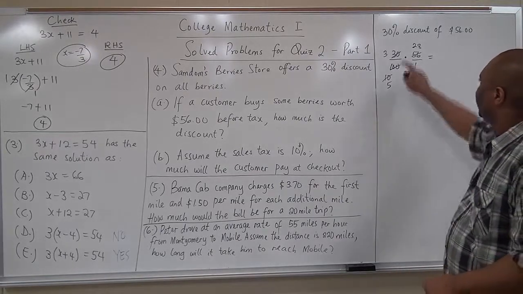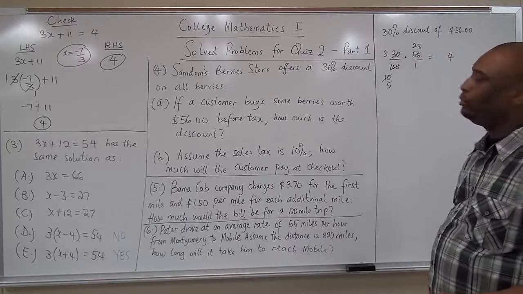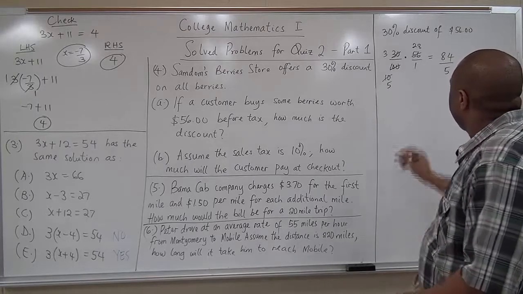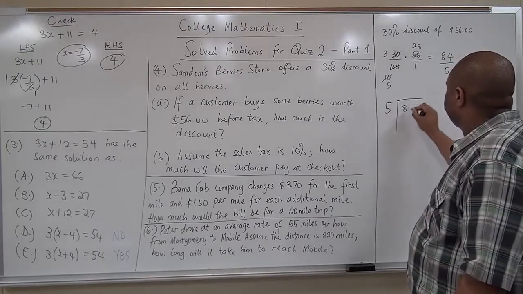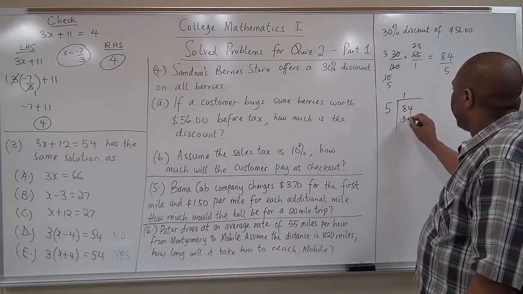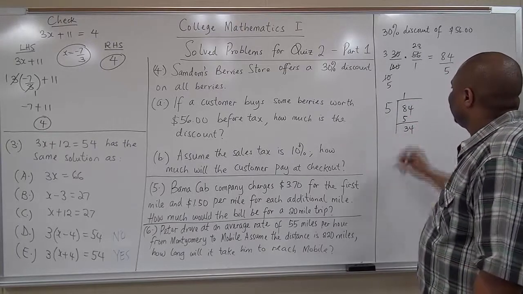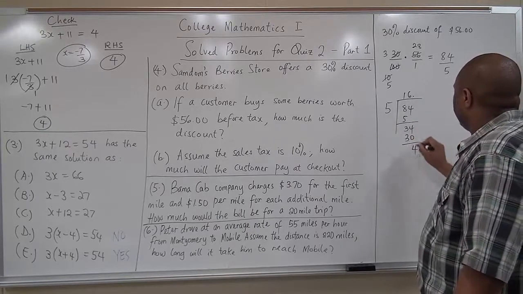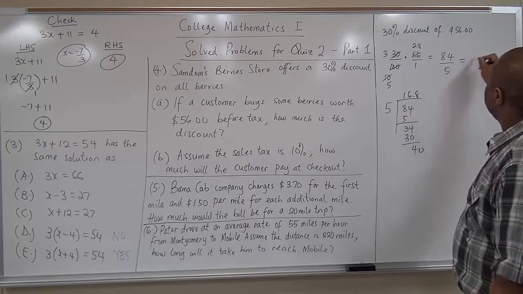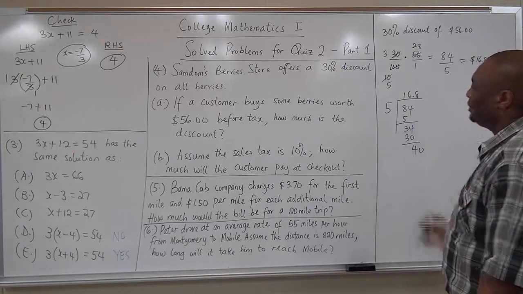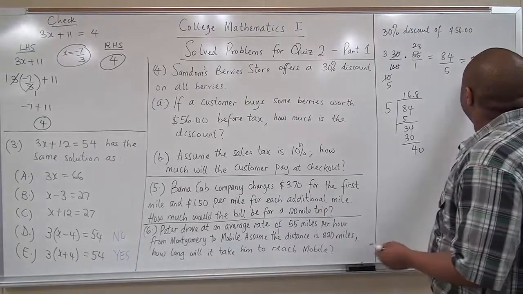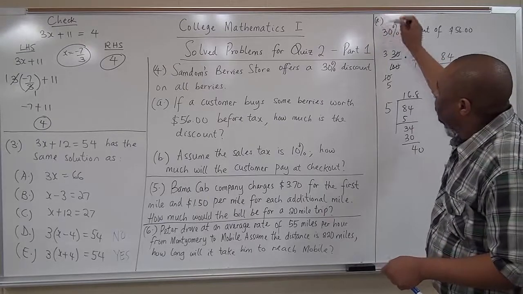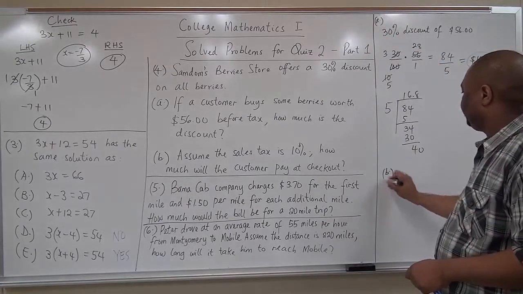So we multiply that. 3 times 8 is 24. 4, carry 2. 3 times 2, 6, plus 2, 8. 84 over 5. So 5 divided into 84. 5 into 8 is 1, 5, 3, 34, 6, 5, 30, 40, 16.8. So $16.80. That's the discount, 30% discount. Okay, that is question 4A.